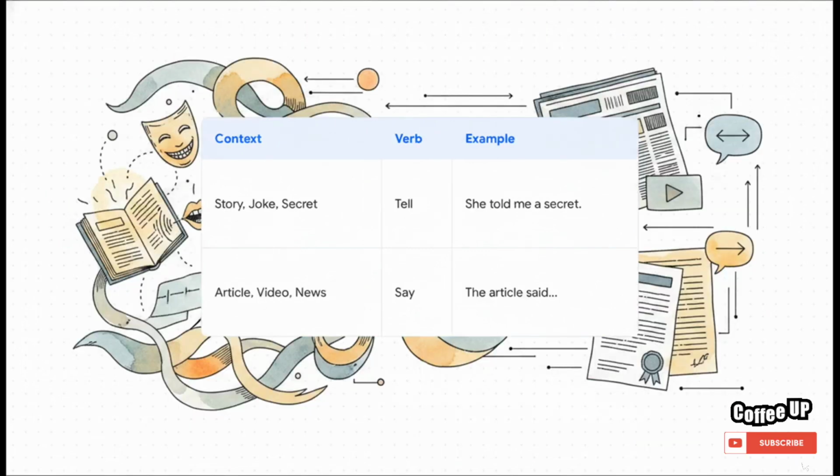Now, English wouldn't be English without a few tricky contexts, right? Let's look at how we handle non-speech situations. Notice how we always tell a story, tell a joke, tell a secret, or tell the truth. In all of these cases, information is being actively transmitted directly to an audience. But, and this is key, when we're reporting objective facts from a written news article, a formal document, or a video, we switch back to say. For example, the article said there were two major problems with the proposal. You wouldn't use tell there.